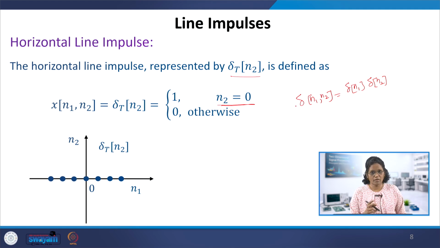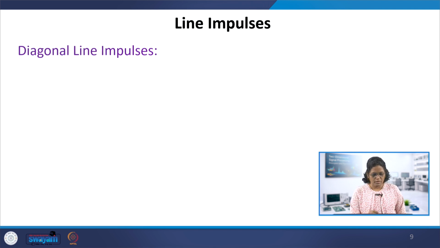So in 2D we don't have only one impulse; we can have this 2D impulse, and the horizontal line impulse and vertical line impulse as well. So these are the line impulses which are used in two-dimensional signals. Then diagonal line impulses are the other category, which are also called diagonal impulses.